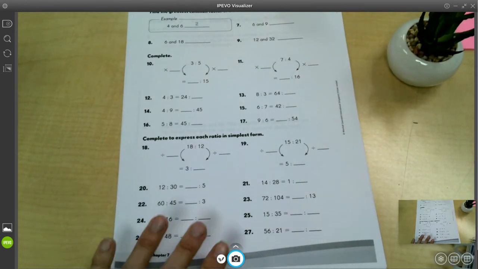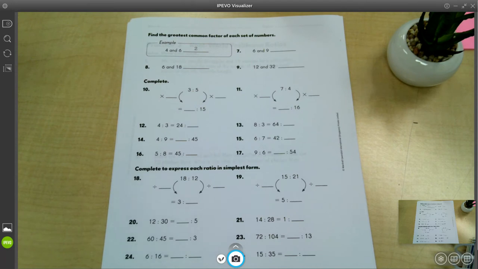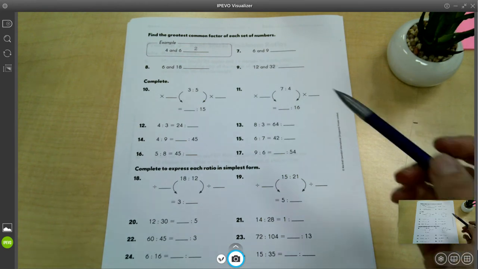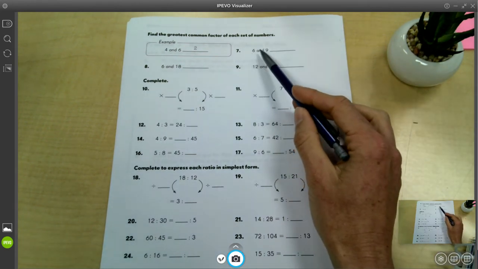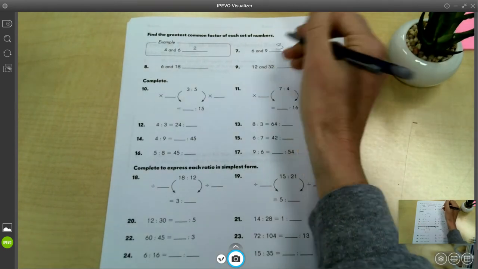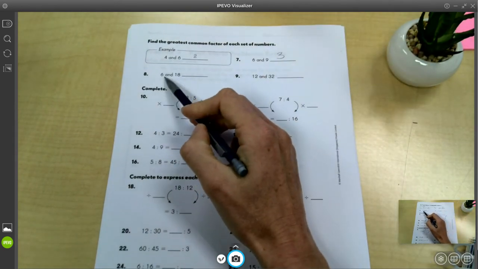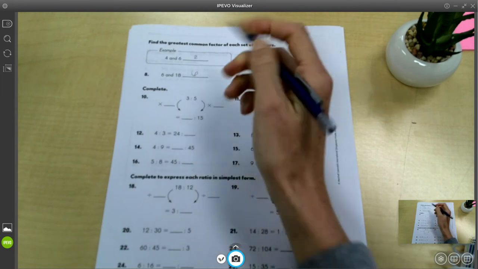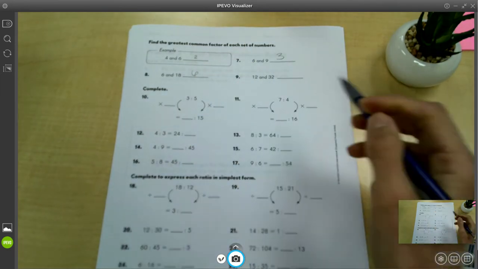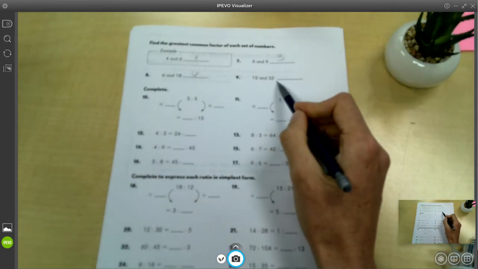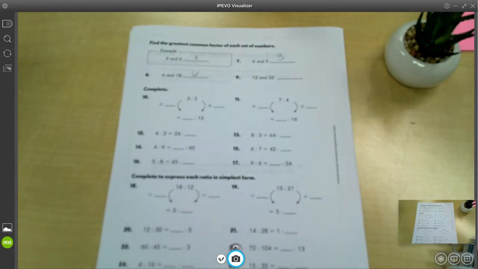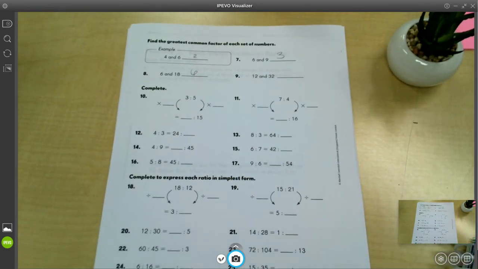All right. Here we're finding the greatest common factor of each set of numbers. We did a lot of this when we were simplifying for multiplication, right? Greatest factor of 6 and 9, they are both divisible by 3. Greatest factor of 6 and 18 is indeed 6 itself. Greatest factor of 12 and 32, they are both divisible by, I'm going to go with 4.